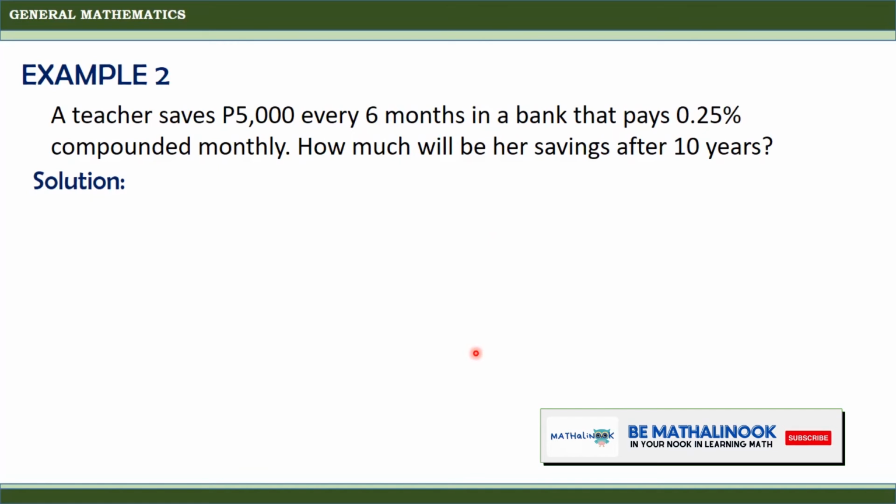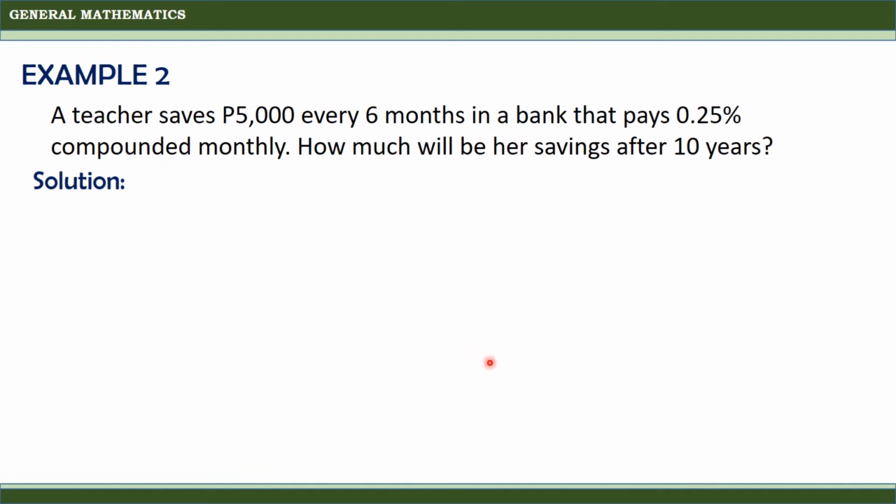A teacher saves 5,000 pesos every 6 months in a bank that pays 0.25% compounded monthly. How much will be her savings after 10 years? In this problem, notice that the interest period and the payment interval are not the same. The payment interval is every 6 months. Therefore, the teacher pays twice annually, while the interest period is monthly.